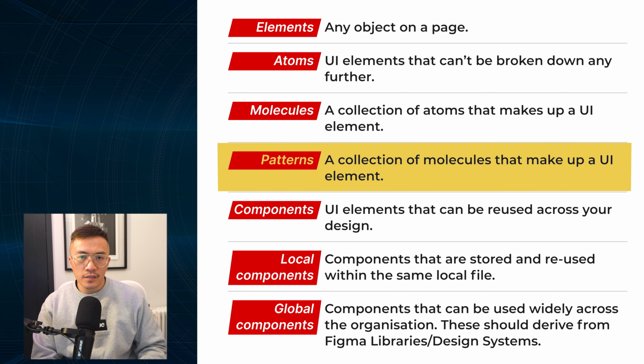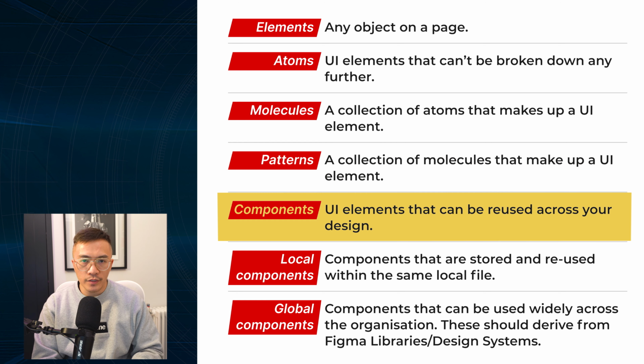Next, we've got patterns. Patterns are a collection of molecules that make up a UI element. So for example, the sports headline container is made up of card modules, which are individual molecules, and two text fields at the top. Next, we're going to look at components. Component is actually a Figma terminology. Components are elements that can be reused across your design. A component can be any element. It can be an atom, a molecule, a pattern, whatever you make it.